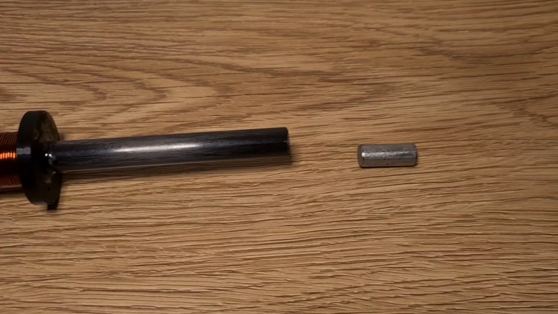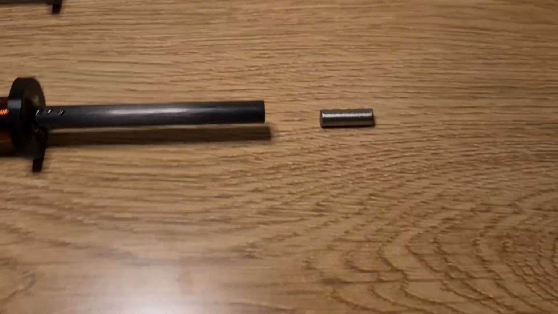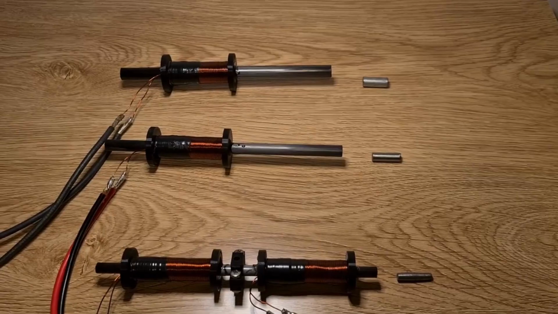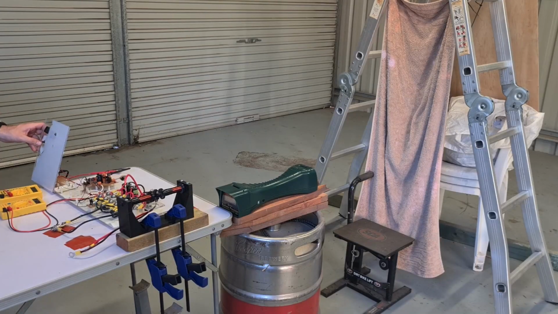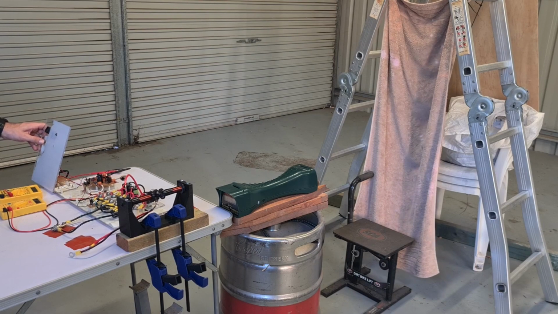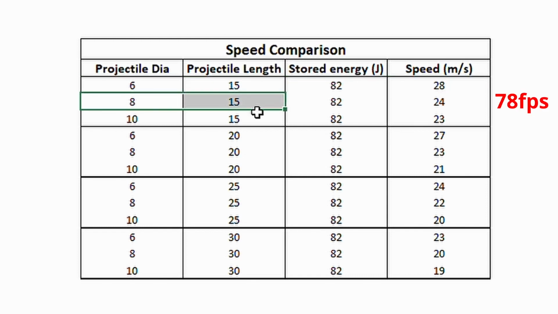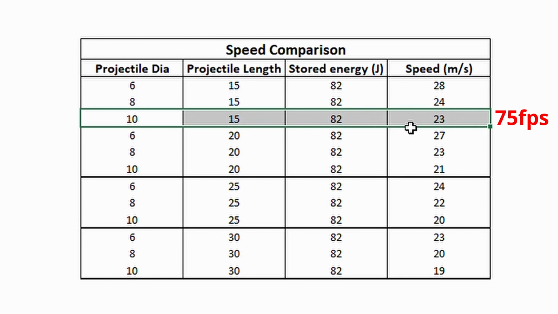So we'll be testing the difference between several projectile diameters, ranging from 6 millimeters to 10 millimeters, while keeping the same coil design of 6 layers by 70 turns. The highest speed was achieved with a 6 millimeter projectile, which managed a top speed of 28 meters a second. This decreased with each size increase, with the 8 millimeter achieving 24 meters a second, and the 10 millimeter 23 meters a second.